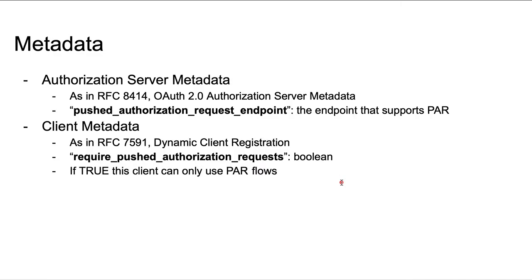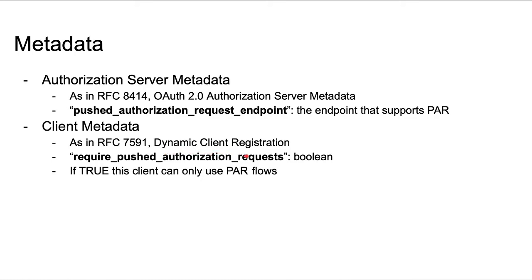In addition, the spec specifies new metadata. For the authorization server, as specified in RFC 8414, authorization server metadata, there's an additional parameter called pushed authorization request endpoint. This is the endpoint that supports PAR if the server supports it. So as with other flows, the client can retrieve the metadata, look for this value, and send a request to this endpoint.